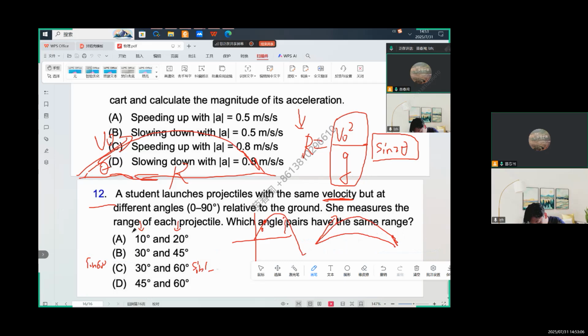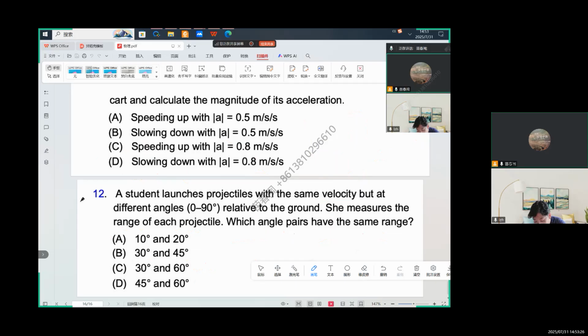Let's see whether other things are possible. If 2 theta is 20, then 2 theta is 40, so definitely not the same. 2 theta is 60, 2 theta is 90, not the same. 2 theta is 90, 2 theta is 120. Also, for A, B, and C, the sine 2 theta values are different. So C is the only choice, right?